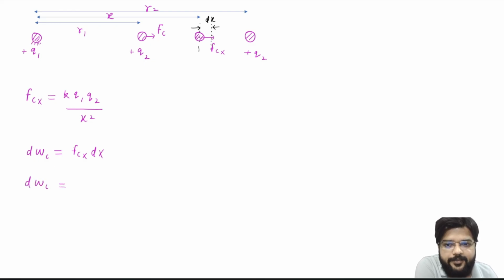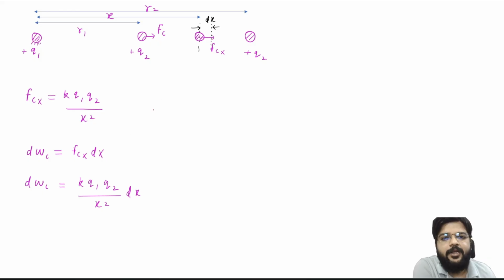Now I am putting in the value of Fcx, which is k q1 q2 by x square into dx. So this is the work for this small displacement. But here we want the work between the R1 and R2 positions. How much work is happening due to this conservative force between R1 and R2? This thing we want. So here we need to put limits also, everyone. So I am putting the limits from R1 to R2.